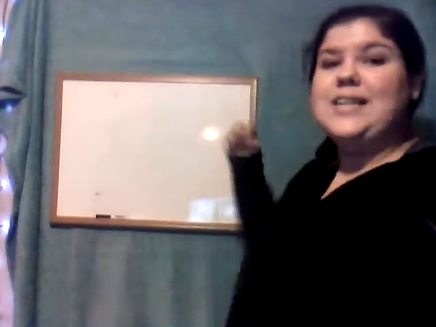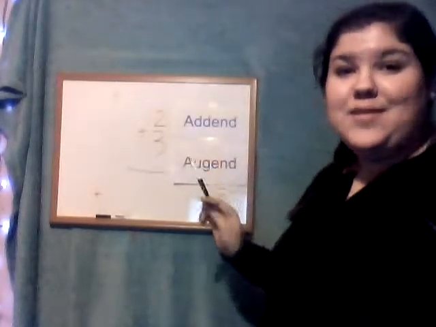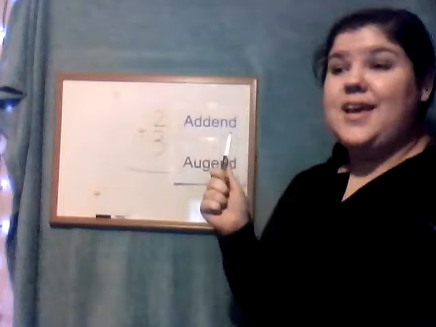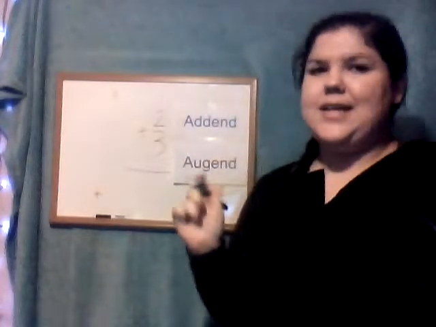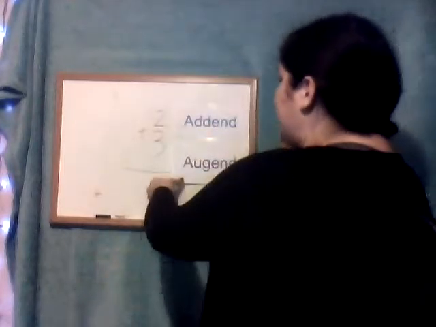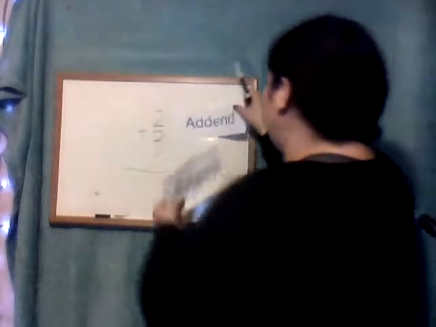And now I'm going to write an equation, and I'm going to put these up there, and you guys have got to tell me what is wrong, okay? All right, what is wrong about this vertical equation? Yep, the top is what? It's not the addend, it's the augend. And the bottom number is not the augend, it's the addend. Good job.